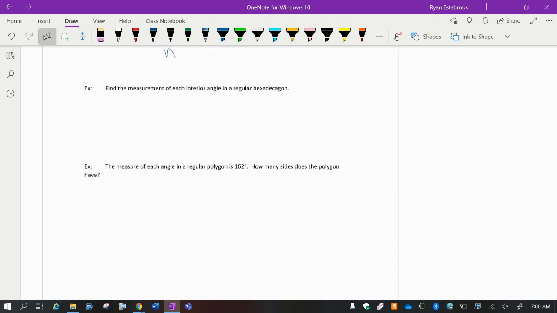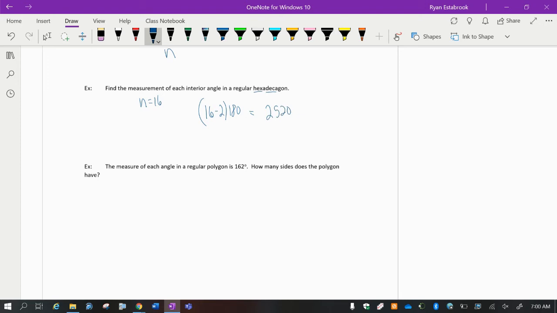Example: find the measure of each interior angle in a regular hexadecagon. So the hex is 6, the deca is 10. This would be a 16-sided polygon. First of all, we're going to figure out what is 16 minus 2 times 180. What is the sum of all of those interior angles? So go to your calculator, multiply those, and I got 2,520 degrees for all of them.